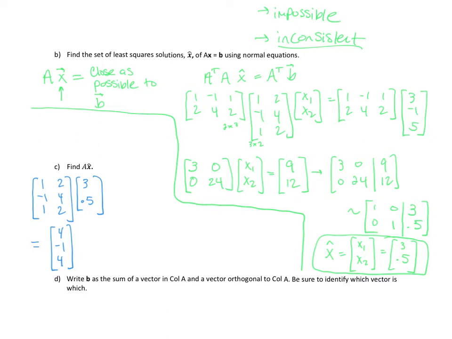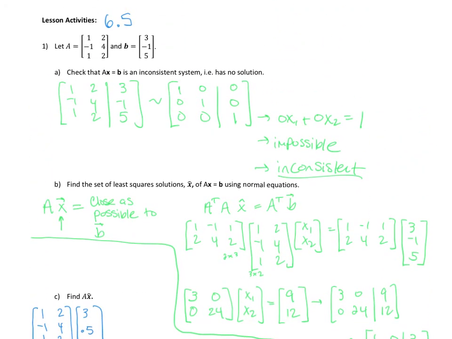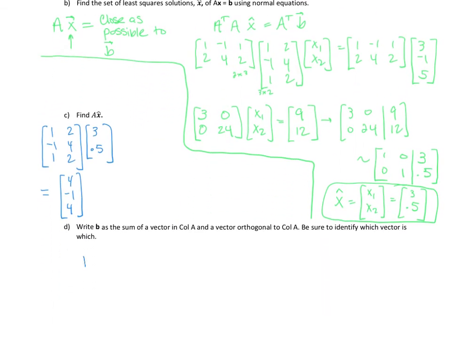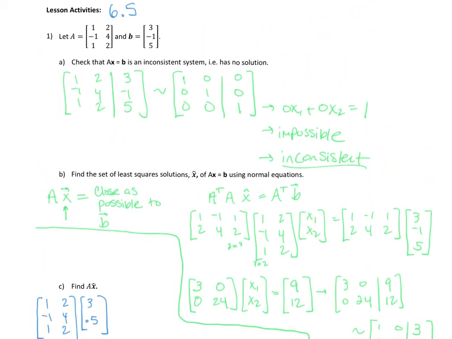Part D says write B as the sum of a vector in the column space of A and a vector orthogonal to the column space of A. B was 3, -1, 5. So I want to write B as B hat, which is a vector in the column space of A, plus a vector orthogonal to the column space of A. We'll call that Z, to relate it to the notation we used earlier.